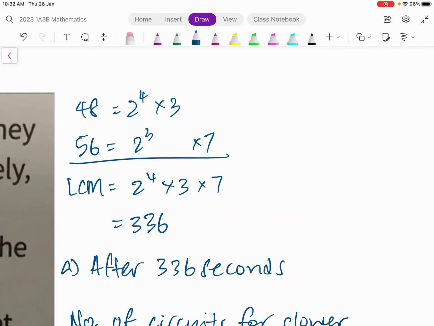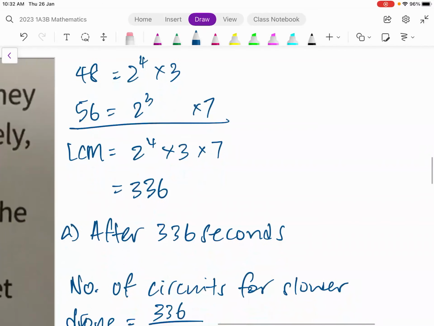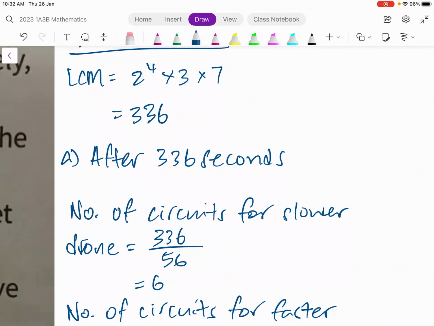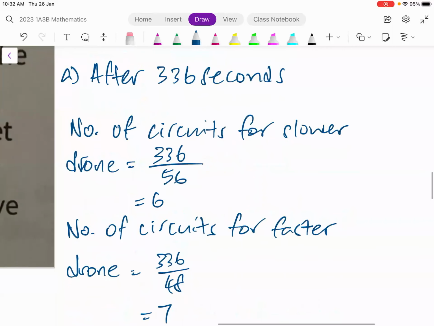Okay, another thing is I need you to state clearly what you are looking for. So I will not accept if you write 336 divided by 56 equals 6, you just leave it like that. I don't know why you're calculating. You must tell me. In other words, you must write number of circuits for the slower drone is so and so, so that I know what you are doing. And likewise, the statement for the other drone.